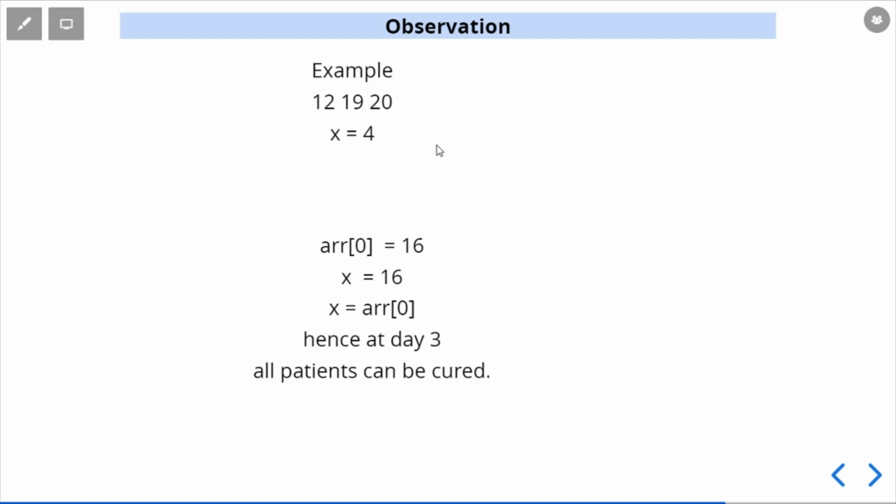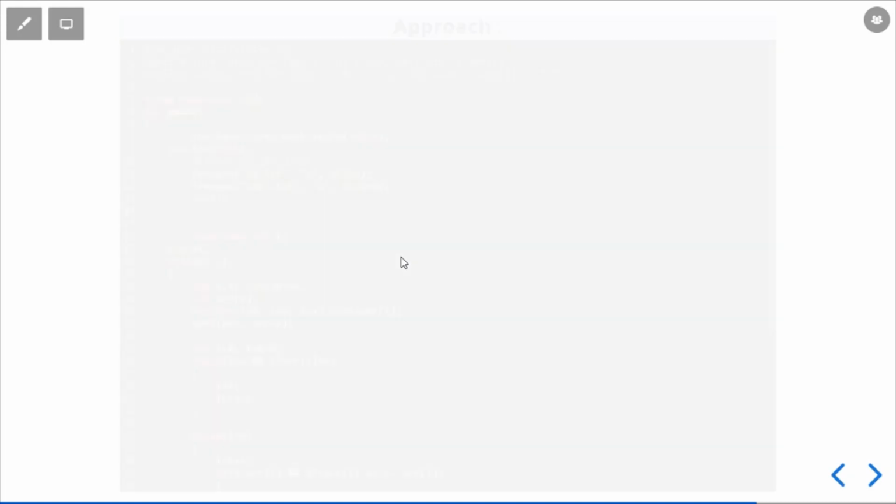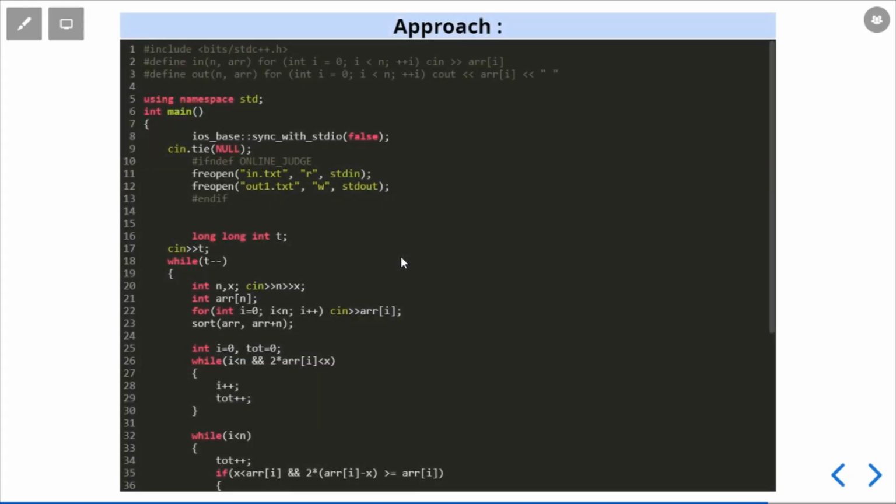So on the whole array we'll apply this particular approach. So these were the 2 observations that we can derive from the problem, and we can code these observations to get the perfect AC result of this problem. So let us see the coding part of this video.